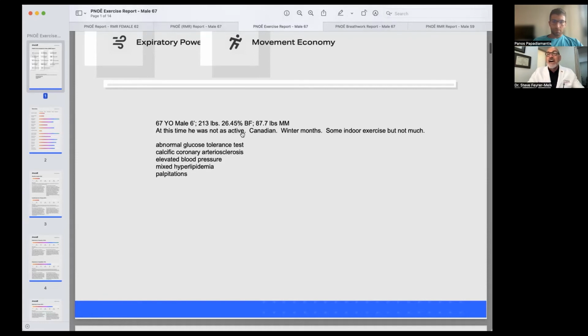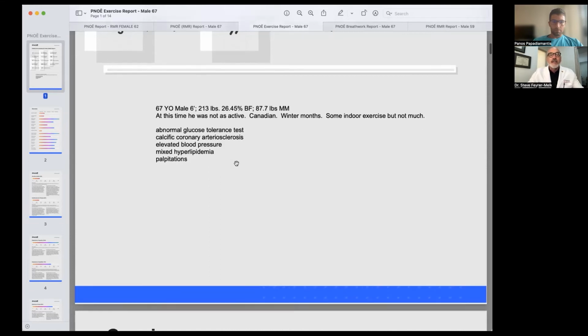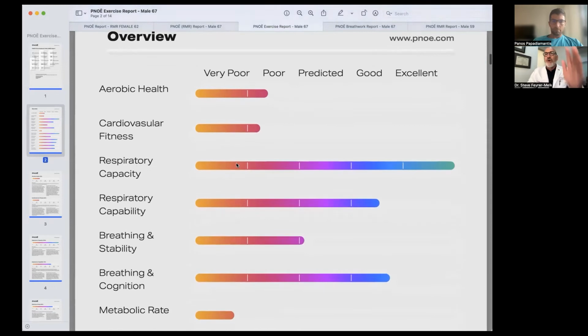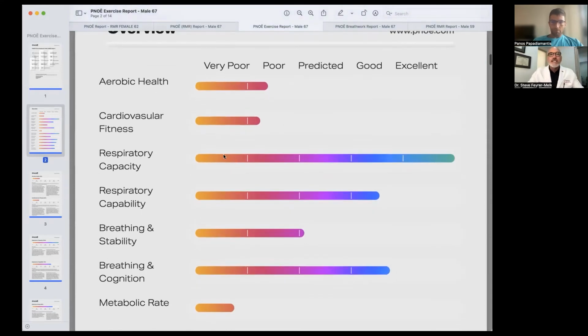At this time, he was not active. The last 3 months, when I say that, he's a Canadian, so he had the winter months when I tested him. He did some indoor exercise, but not much. Abdominal glucose again, calcification, blood pressure issues, hyperlipidemia, some palpitations. This is a good overview to see where he's at.